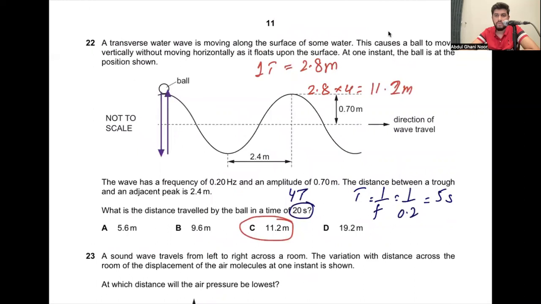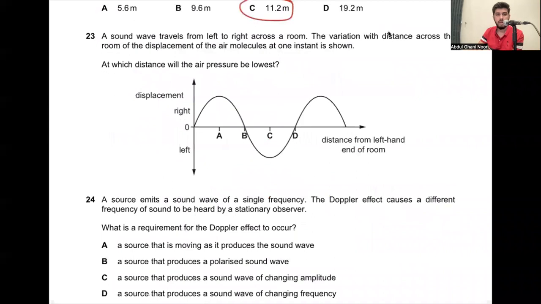Can we do it like one wave is equal to 5 seconds? So how many waves will be completed in 20, and then half wavelength is 2.4? No, you can't, you don't need to use this wavelength. This is irrelevant to the entire question. The reason is that the ball is moving up and down and not forward and backwards. Even the question specifies it. The ball moves vertically without moving horizontally. I hope this is clear.